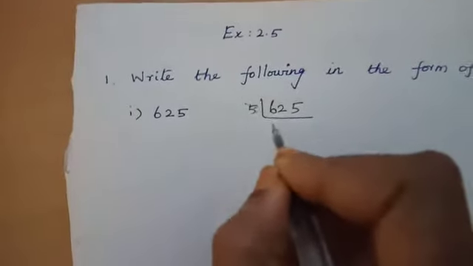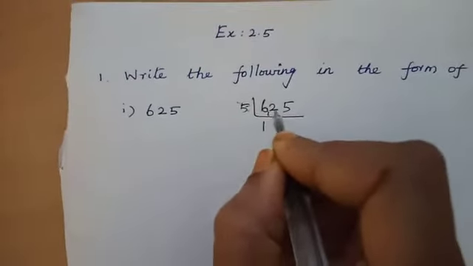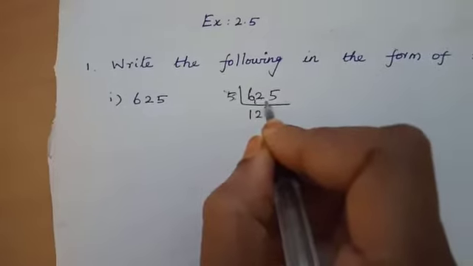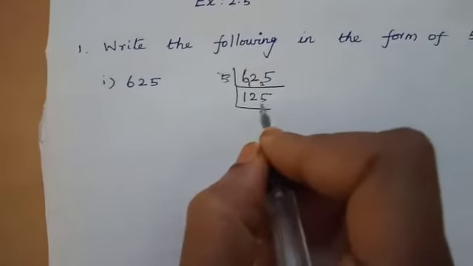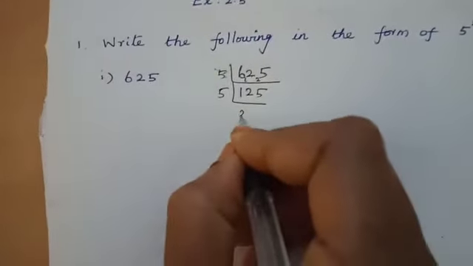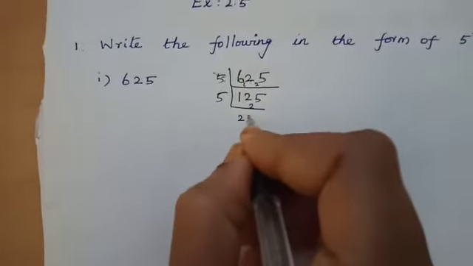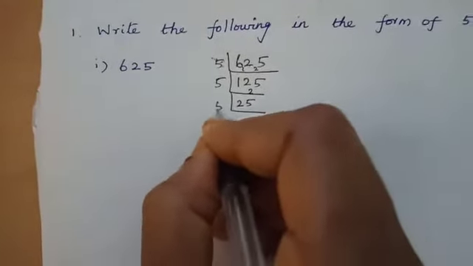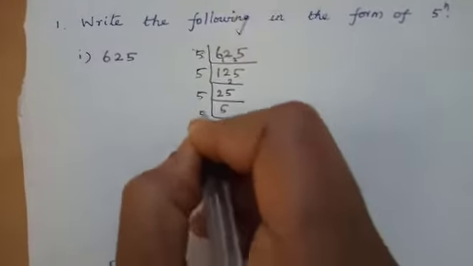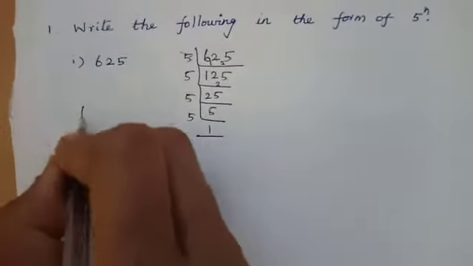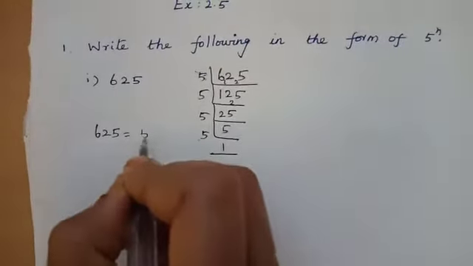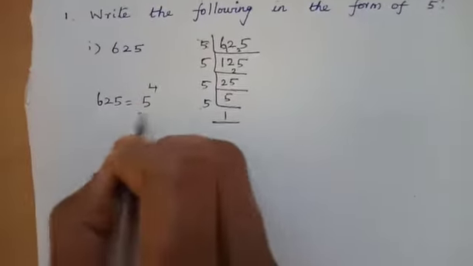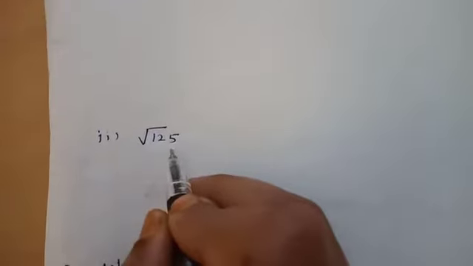5 ones are 5, remaining 1, so 12. 2 5s are 10, remainder 2, 25. 5 5s are 25. Again it is a multiple of 5, so 5, 5 2s are 10, remainder 2, 25, 5 5s are 25. So again 5 5s are 25, 5 1s are 5. So 625 is equal to 1, 2, 3, 4, so 5 power 4. Second question, the square root of 125.